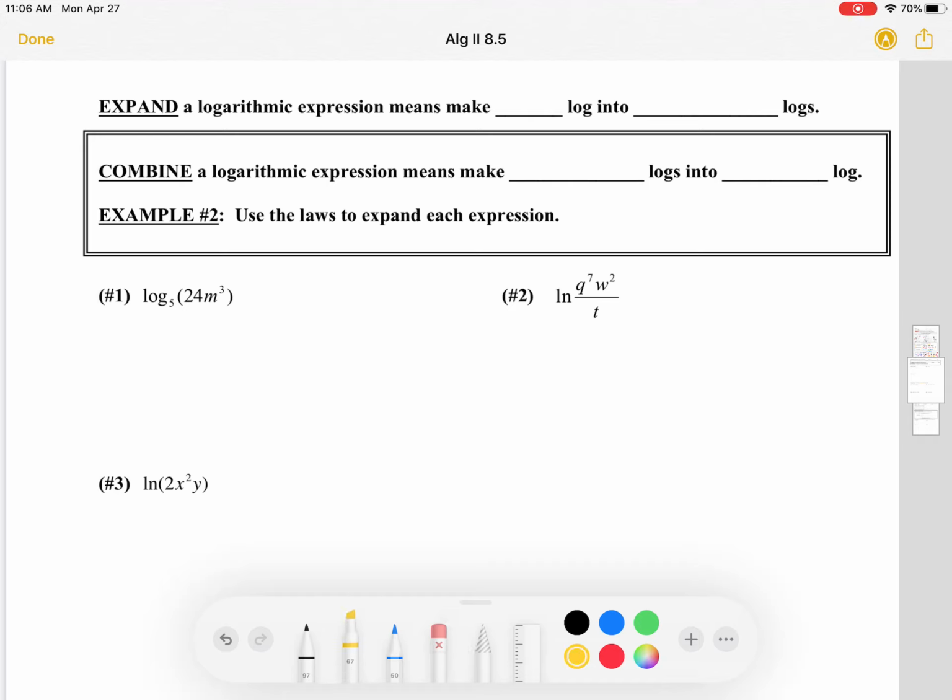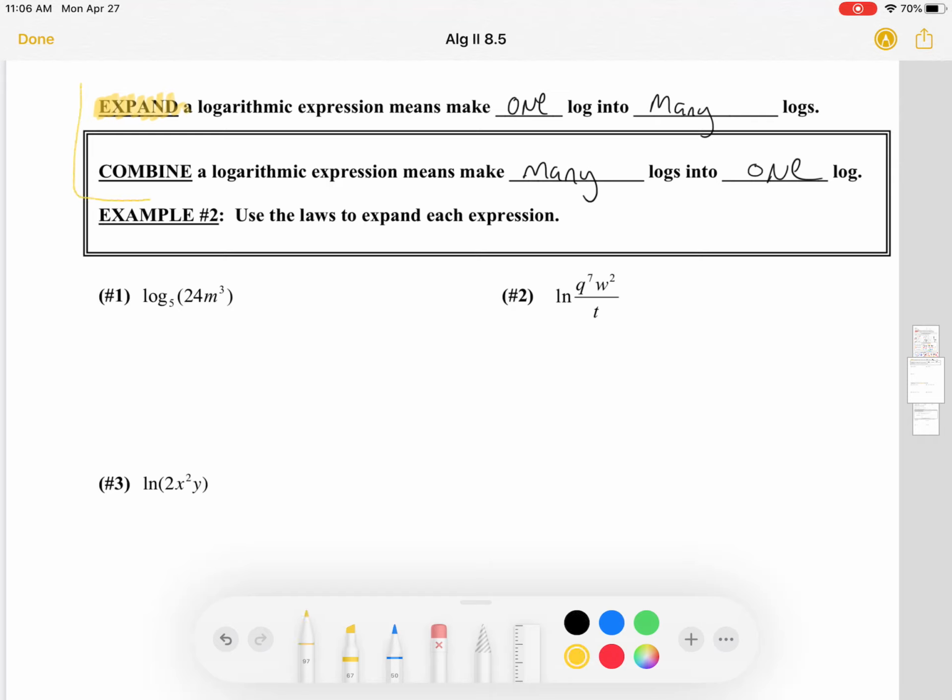So first of all, when we expand something, you should think, hey, that just means we're going to make it bigger. So when we expand a logarithmic expression, it means to make one log into many logs. When we combine, think about when you combine like terms or combine anything in life, you take multiple things, you put them together to be one. So we're going to make many logs into one log.